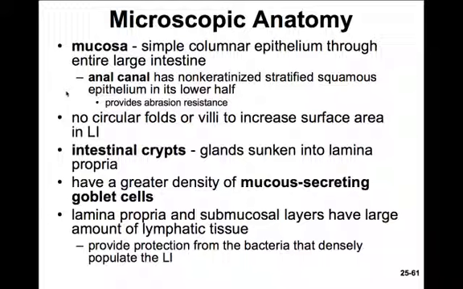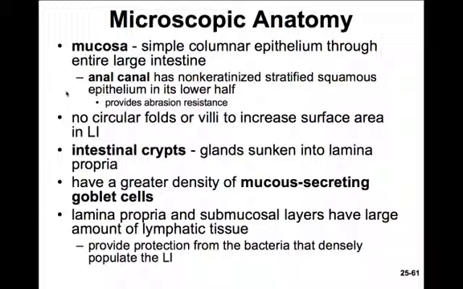The large intestine does have intestinal crypts. They're much larger than the intestinal crypts of the small intestine. They're glands sunken deep into the lamina propria. And they are pretty much just mucus secreting goblet cells down in the crypts. That's the only notable secretion.